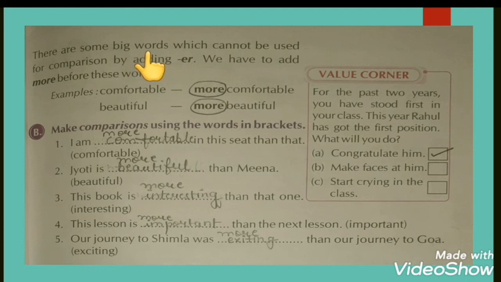There are some big words which cannot be used for comparison by adding er. We have to add more before these words. कुछ वर्ड्स ऐसे होते हैं जिसके आगे हम लोग er फॉर्म नहीं लगा सकते हैं, तो हम उसके फ्रंट में more यूज करते हैं. Example, comfortable. For this, more comfortable. Beautiful, more beautiful.